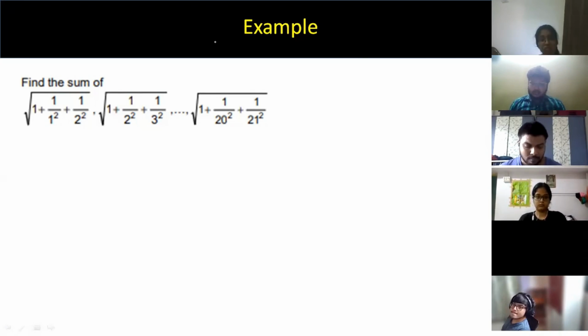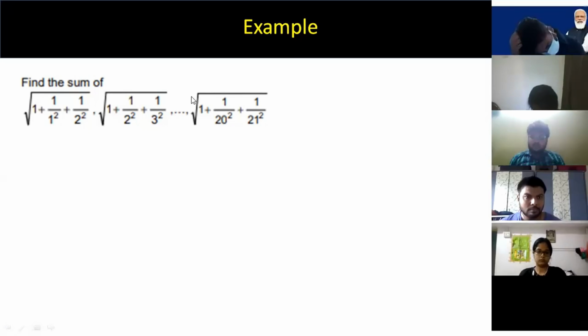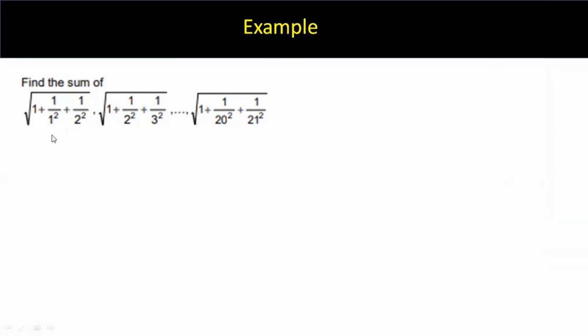Priyanshu. Yeah, so 1 plus 1 plus 1 by 4, it's 9 by 4 under root, 3 by 2. Okay, just a minute. Very good. This is 1 plus 1 by 1 by 4, so this is 2 plus 1 by 4, so it's 9 by 4. Hence, this is nothing but 3 by 2. And similarly, the second one will be 49 by 36.